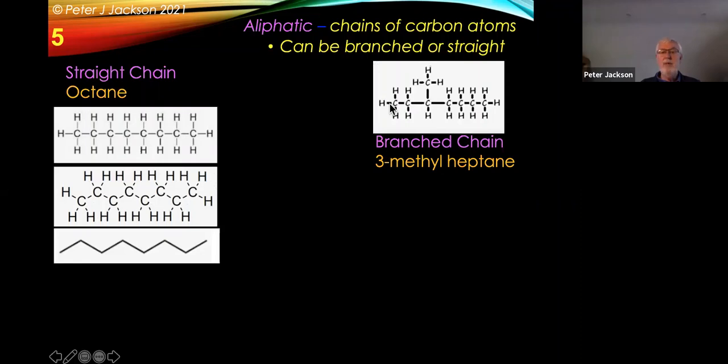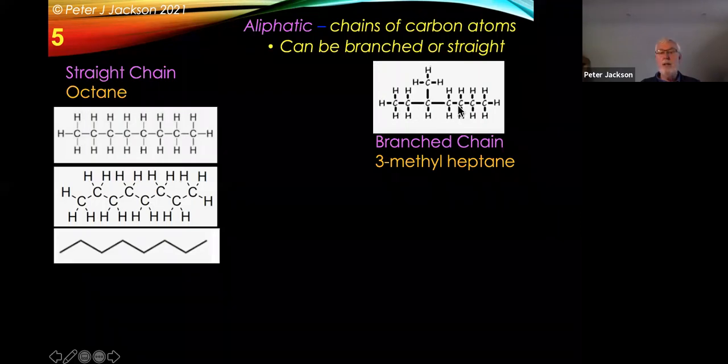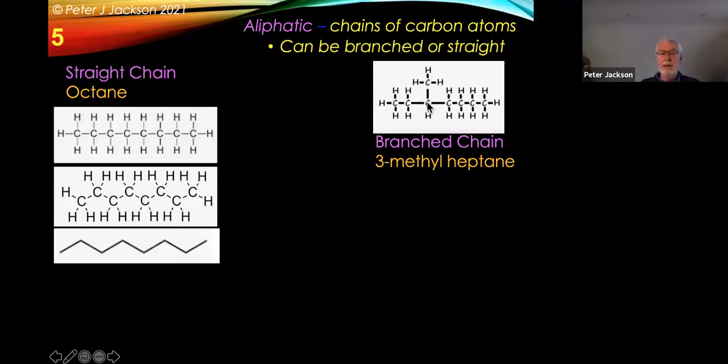How do I know it's a branched chain? Well, I can go along that chain without going back in my tracks. If I go up here and up there and then down, I have to go back in my tracks to get back online. So that's what we call a side branch or a substituent group. So the longest chain here is 1, 2, 3, 4, 5, 6, 7 carbons long.